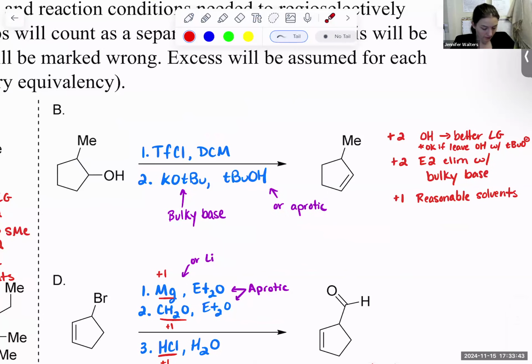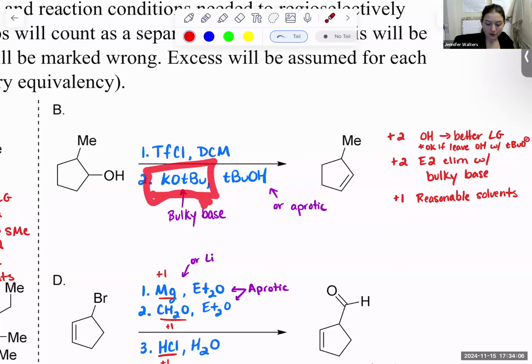B, what I was hoping you would see is that we are doing an elimination. So I need to lose an alcohol, gain a pi bond, and specifically, I need it to happen on my less substituted side. I need to make the Hofmann product. So that means I need a bulky base to do an E2 reaction.